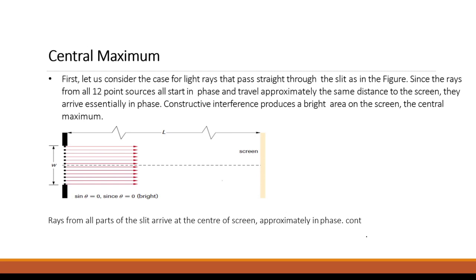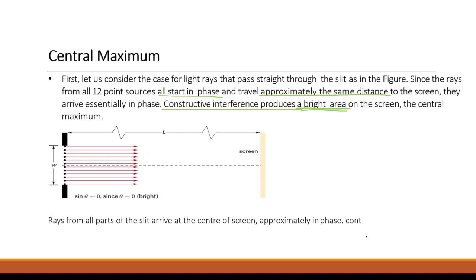So first, let's look at the rays that pass straight through and produce the central maximum. Since the rays from all 12 point sources start in phase and travel approximately the same distance to the screen, they arrive essentially in phase. And so we have constructive interference because of this. The relative phase is 0. When they're constructively interfering, it produces this really super bright area, which is the central maximum, as we mentioned.